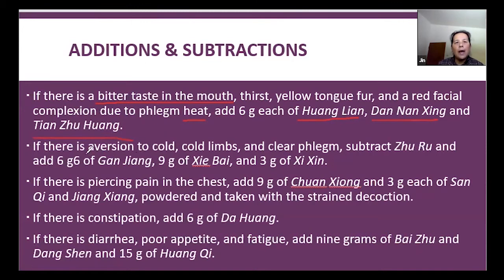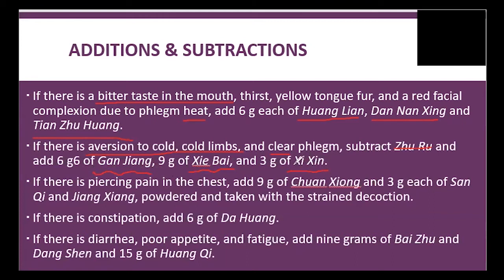If the patient has aversion to cold and cold limbs, that's basically some cold inside, even clear phlegm in there. So in that condition, we need some warming herbs. We remove 竹茹, which is a cold herb, and add 干姜, which is a more warming herb. And 薤白 and 细辛 are also warming herbs. So that's for those conditions.